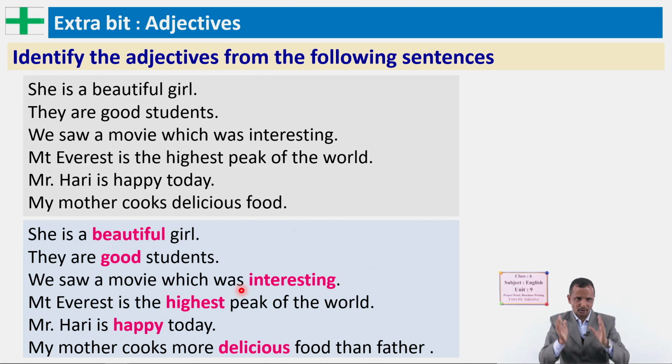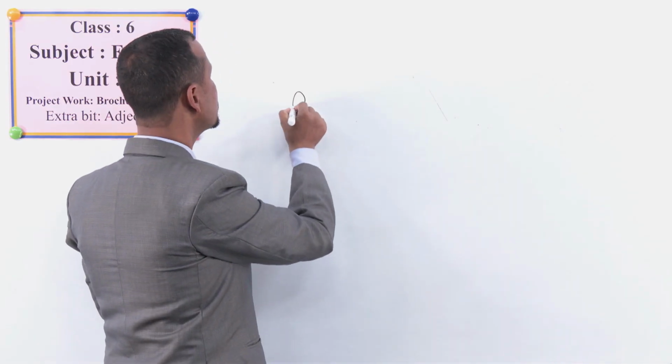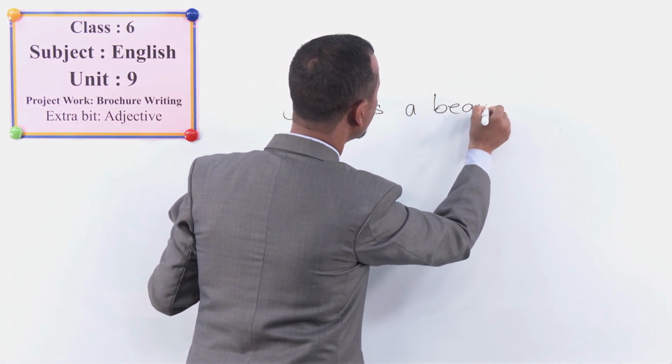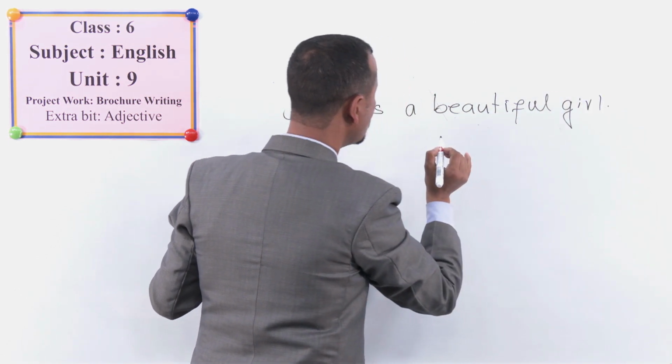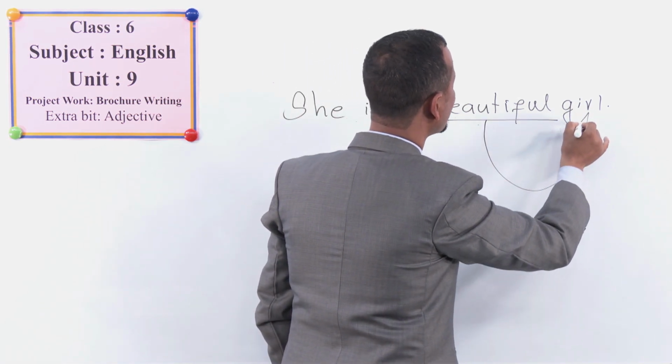So, dear students, an adjective describes what? Noun and pronoun. Here you can see, adjectives are words that give more information about a noun or pronoun. For example, she is a beautiful girl. This is an adjective and it talks about the girl.